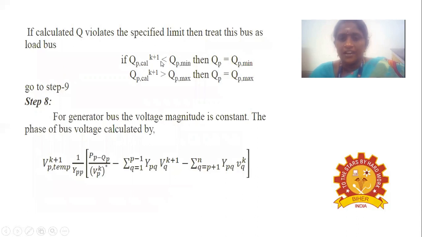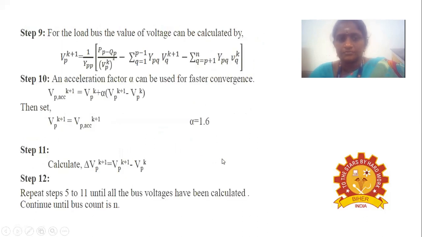Okay. So if the reactive power is within the limit, then calculate the magnitude of voltage and the phase angle of the voltage using these expressions. Next, check the bus type. If it is a slack bus, no need of any calculation. If it is a generator bus, first you have to calculate the reactive power, then calculate the phase angle. Then, if it is a load bus, you have to follow this 9th step.